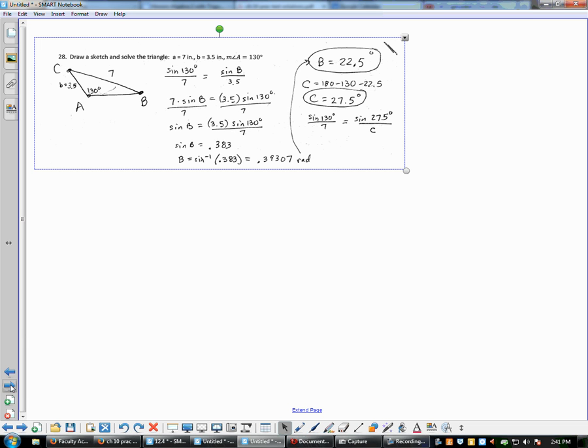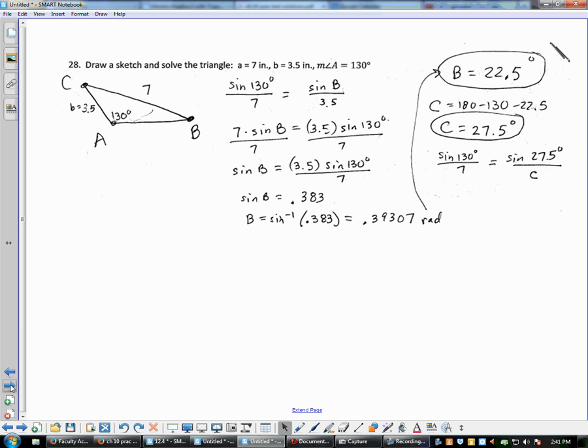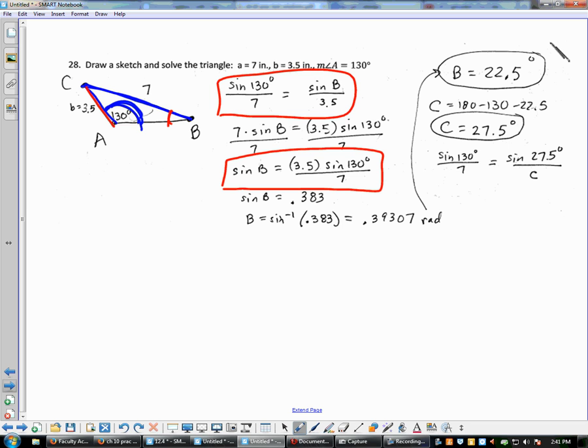All right, let's take a look at number 28. For number 28, it says draw a sketch, solve the triangle. In this case, we are given an SSA situation, which is also something we can handle with law of sines. So we do sine of 130, that's this angle, over the side opposite that, which is 7, equals sine of angle B over the side opposite that. When we set that up, we end up getting sine of angle B equals 3.5 times sine of 130 degrees over 7.